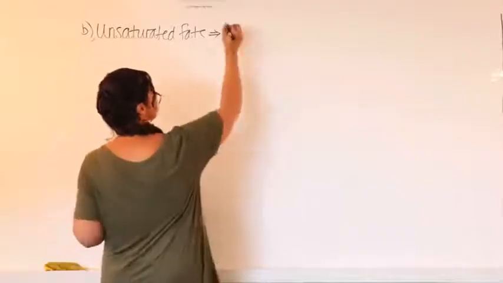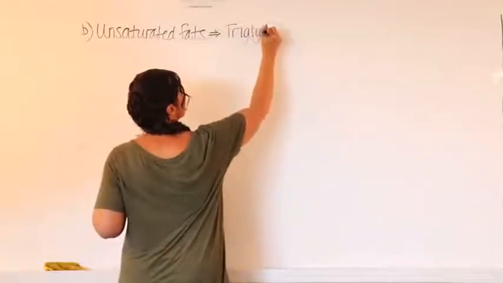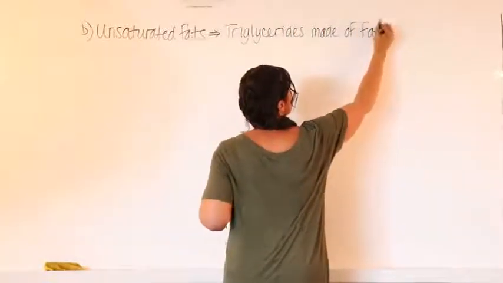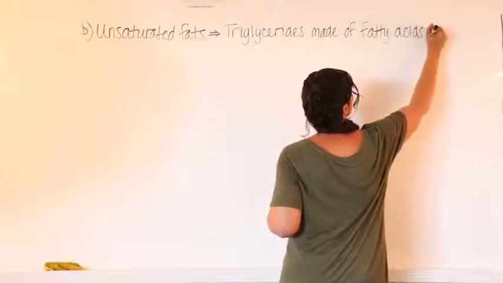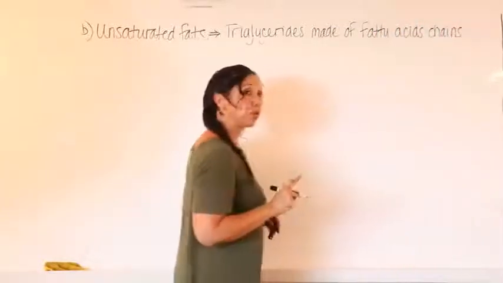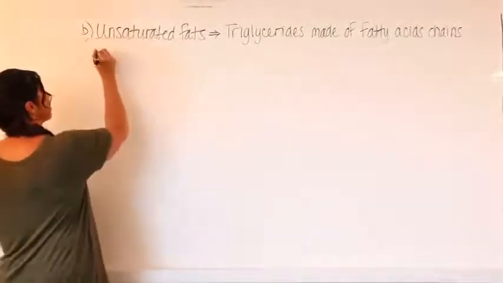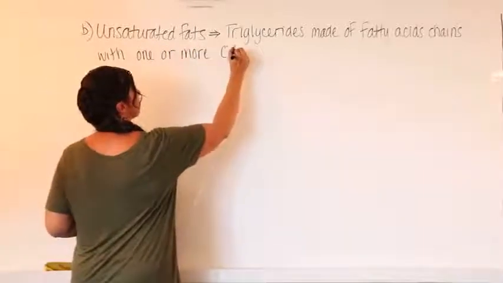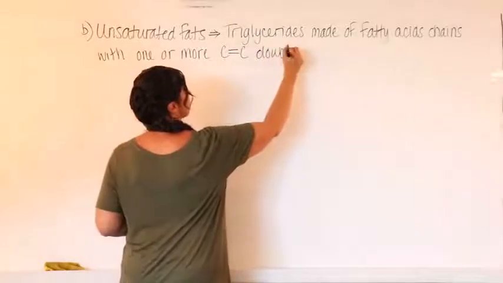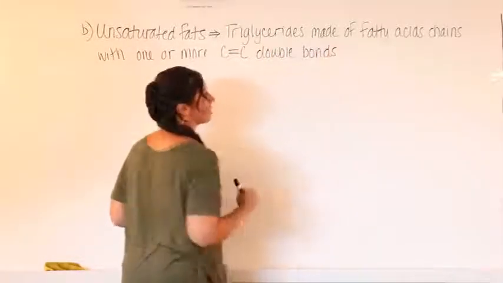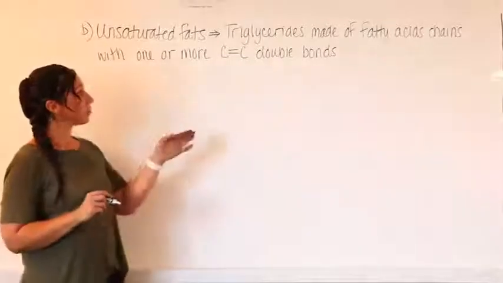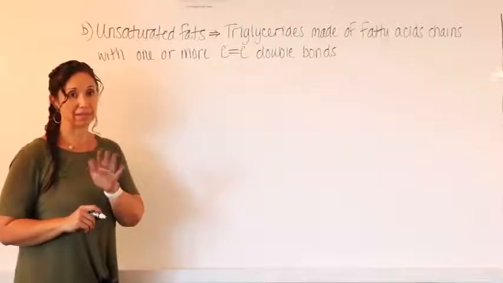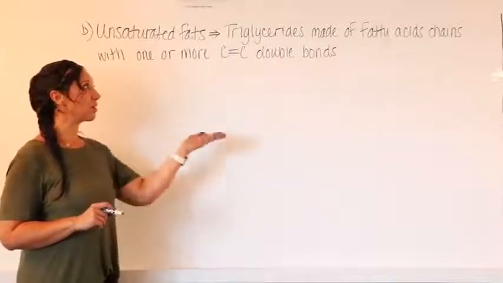So, unsaturated fats are triglycerides made of fatty acid chains with one or more carbon-carbon double bonds. And remember, there's 3 fatty acid chains for every triglyceride. Just one of the fatty acid chains has to have a carbon-carbon double bond. That's it. You could have them in all 3, but all you need is one.